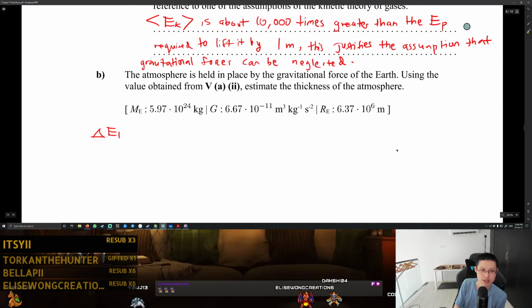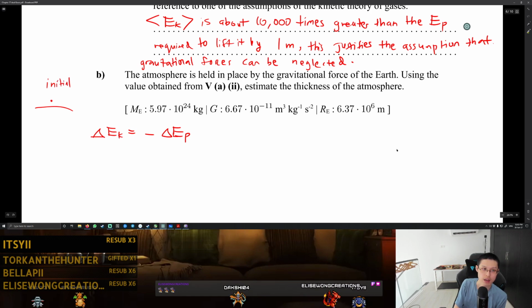Change in kinetic energy equals the negative of the change in potential energy. This is from the master equation. So let's say we have a nitrogen molecule on the surface of the Earth, and it flies up into the air, and it stops at some point here. So we say v0 up here.